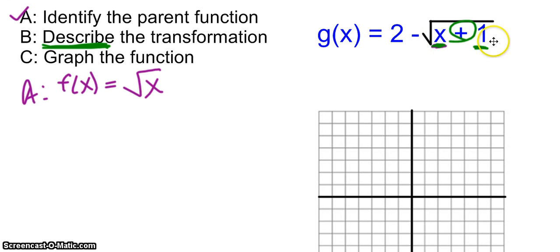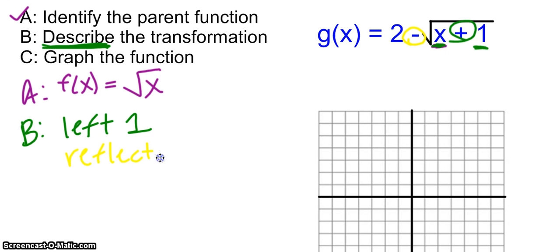So we would say this is happening inside the function, and when you're adding inside the function, that's going to move left 1 unit. Then after I move left 1 unit, this negative sign on the outside, notice I said outside the function, is going to do some sort of reflecting. Since it's outside, it's going to reflect over, my apologies, that should be reflecting over the x-axis. Hopefully you caught that before I did.